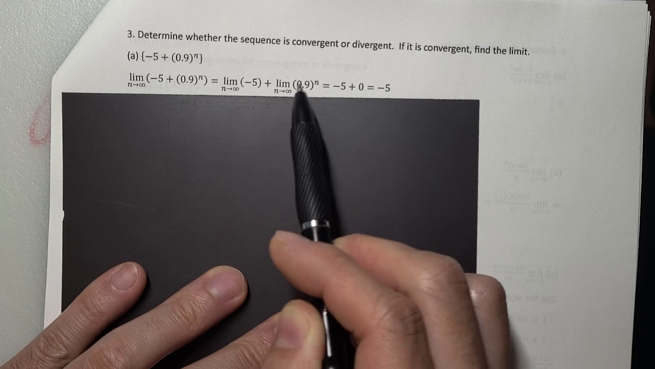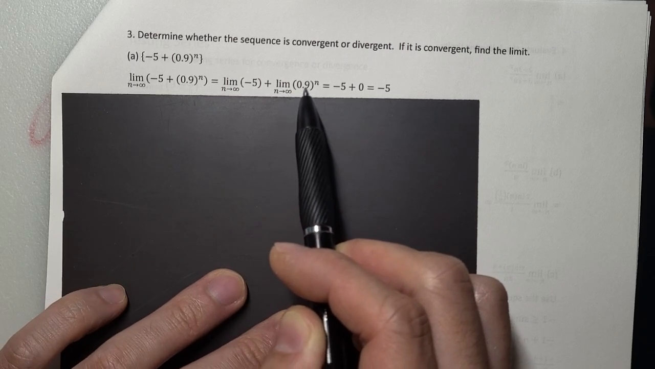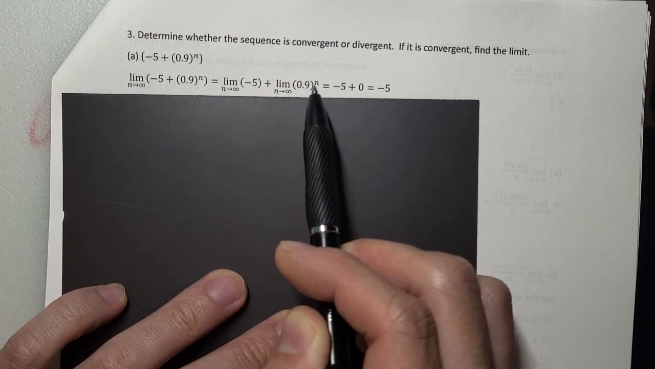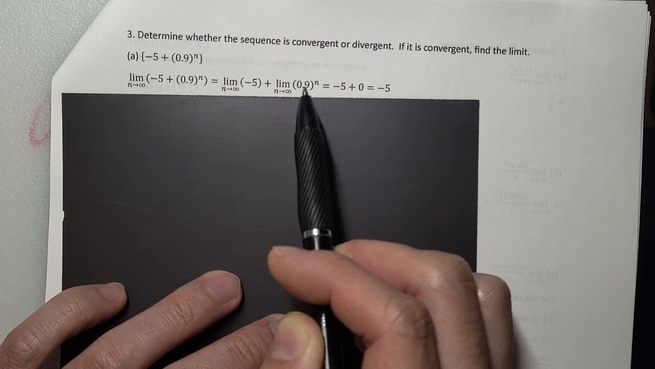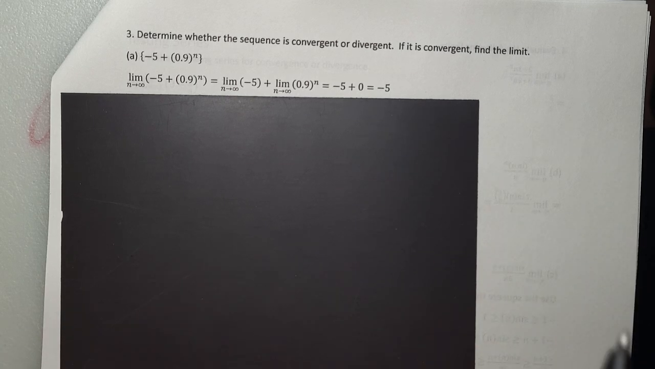And this guy, we take the limit as n goes to infinity. It approaches 0. This is 9 over 10 to the n power. Remember, it's kind of like the geometric series. Well, something positive but less than 1 is a fraction. So you're taking a fraction of a fraction of a fraction. It's getting smaller and smaller.